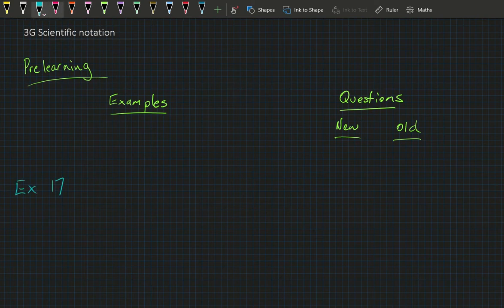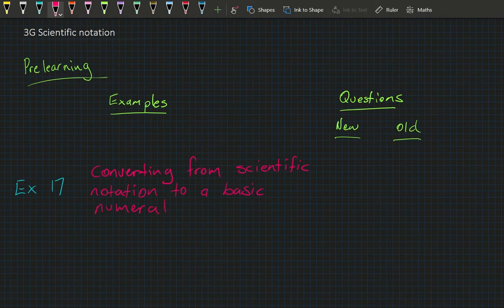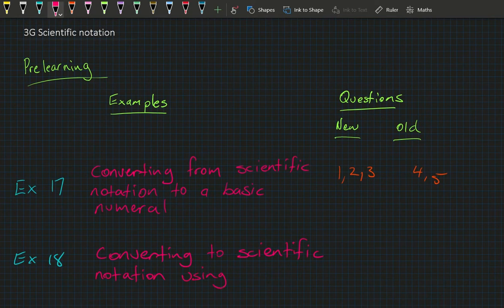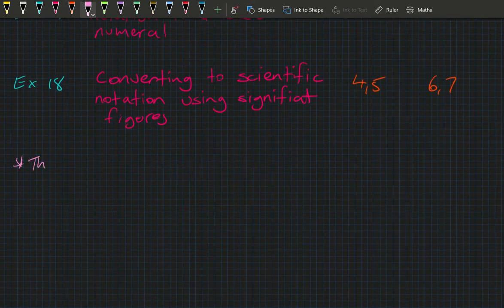Your examples and pre-learning for this class are example 17, converting from scientific notation to basic numerals. The pre-learning for this is questions 1, 2 and 3 in the new book and questions 4 and 5 in the old book. And we only have one other example for this exercise, and that is example 18, which is converting to scientific notation using significant figures. The pre-learning for this example is questions 4 and 5 in the new book and questions 6 and 7 in the old book. For all students who've completed Year 9 or Preparatory Maths, this lesson will be revision.